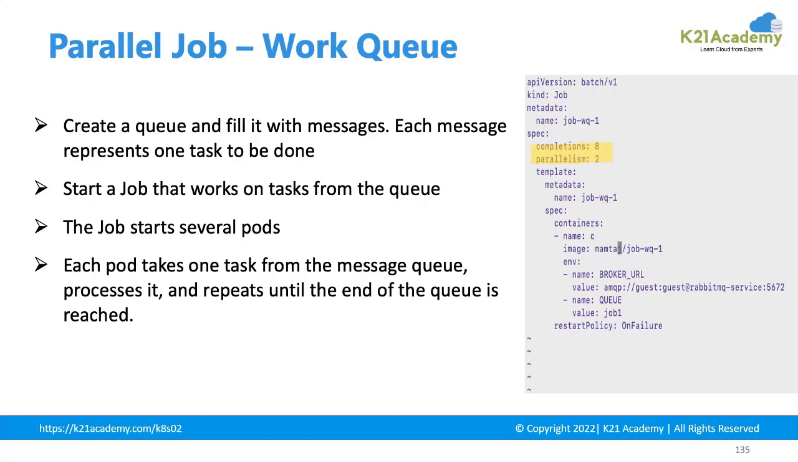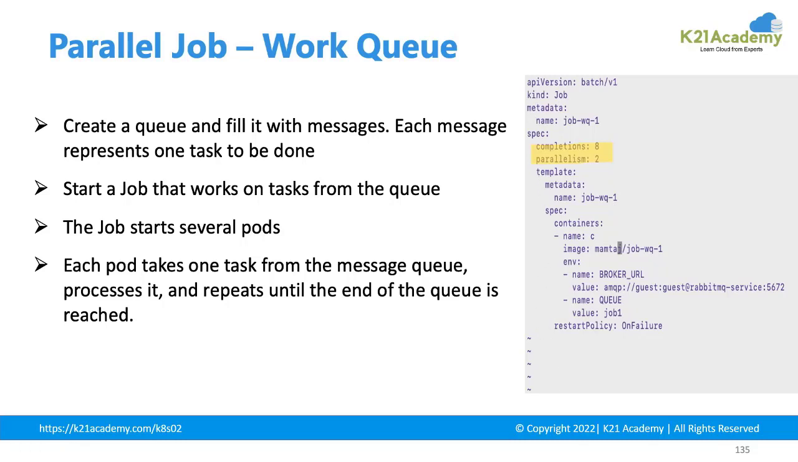So each pod will take 1 task from the message queue and process it. That repeat cycle would happen until the queue is empty. And here, we have defined that 8 tasks should be marked complete for this job to get completed. And at one point in time, you would be creating 2 parallel pods. And if you see this particular file definition, kind Job, metadata, the spec section has this, and the pod which gets created has this definition.